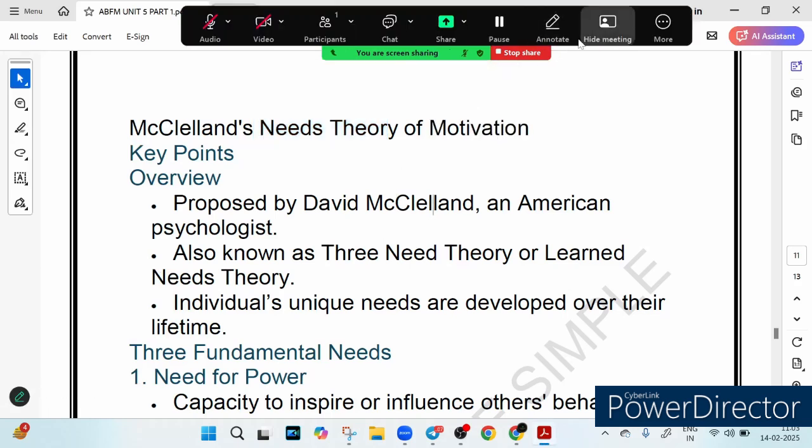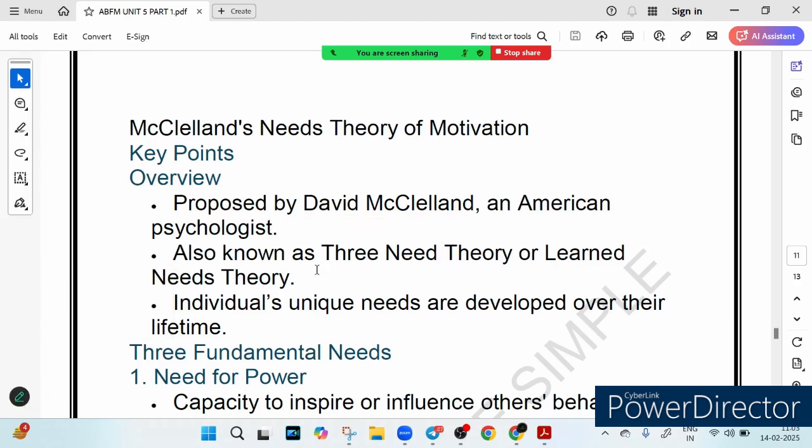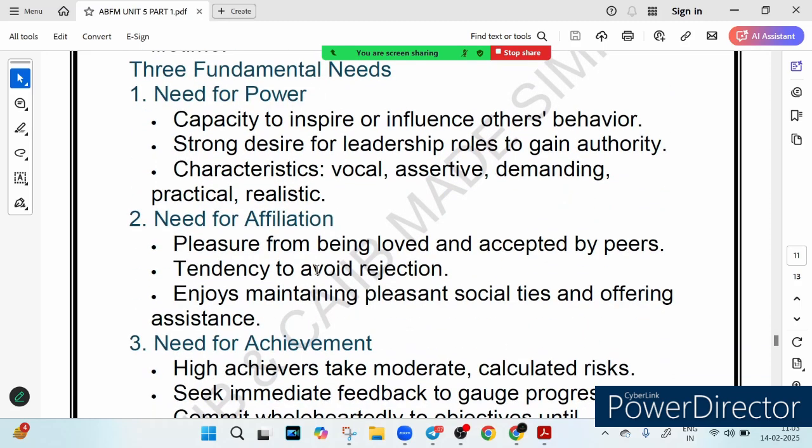So what are the key points under it? The first key point is that it was proposed by David McClelland, an American psychologist, and is also known as the three-need theory or learned need theory. Both mean the same. It says that an individual's unique needs are developed over their lifetime. And according to this theory, there are three fundamental needs. The first need is the need for power.